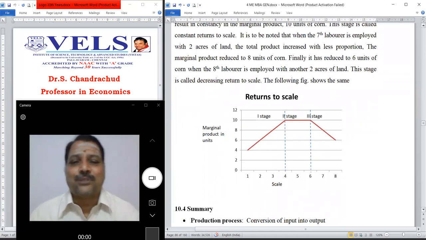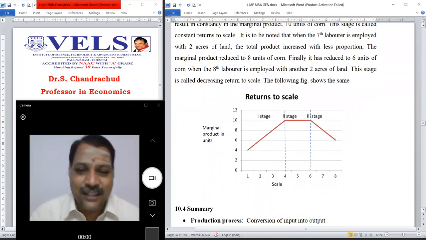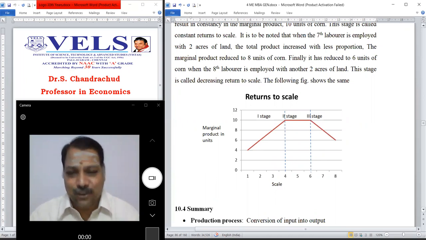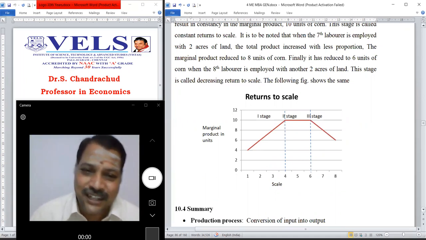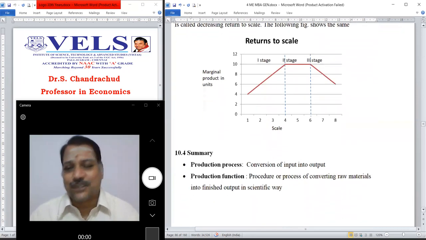The following diagram shows the same. On the x-axis, we have the scale of production. On the y-axis, the marginal product of the unit. Up to the 4th laborer, it is increasing returns to scale. From the 4th to the 6th laborer, it is constant returns to scale. And after that, it is decreasing returns to scale.